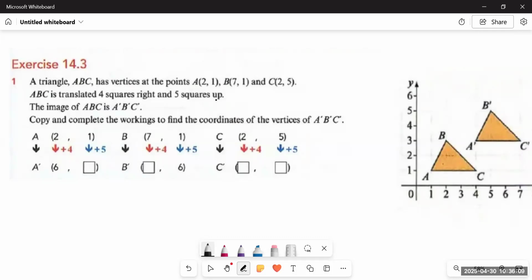This is Cambridge Lower Secondary Book 7. Today we have started chapter number 14, exercise 14.3, translating 2D shapes, after understanding what coordinates are, what a coordinate grid is, and how we measure the length between 2 points on any line. And now today we are going to work out the coordinates of shapes after a translation.